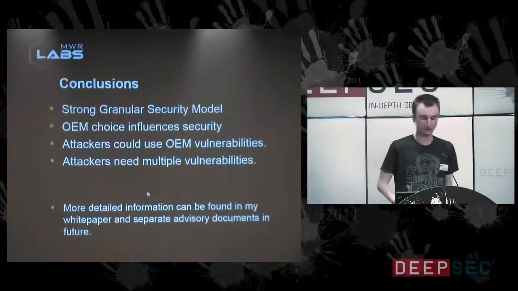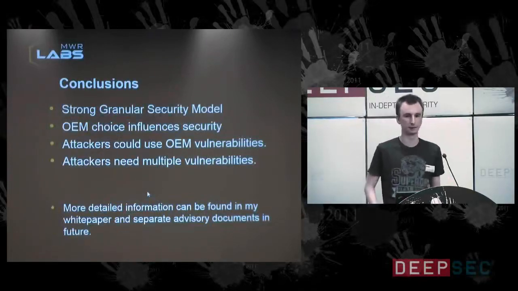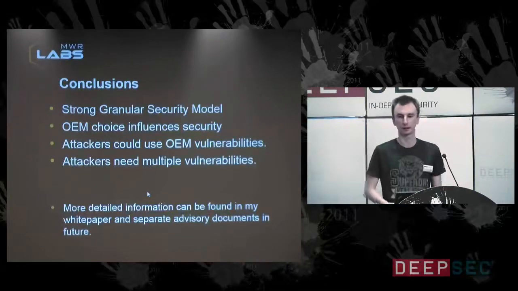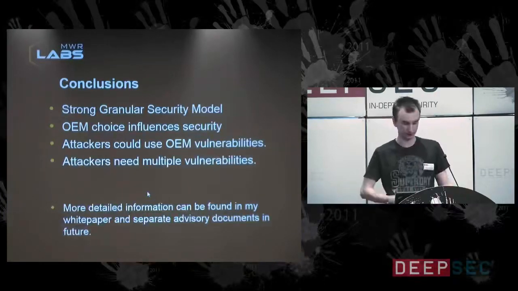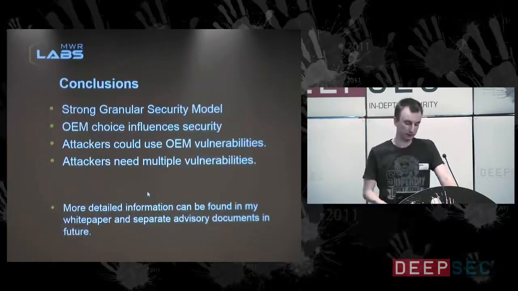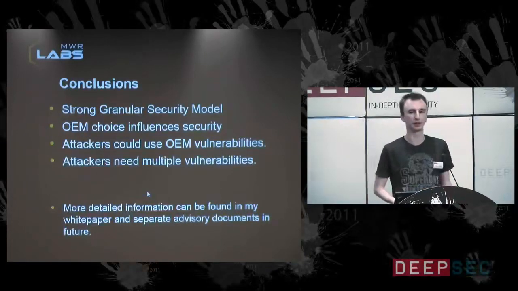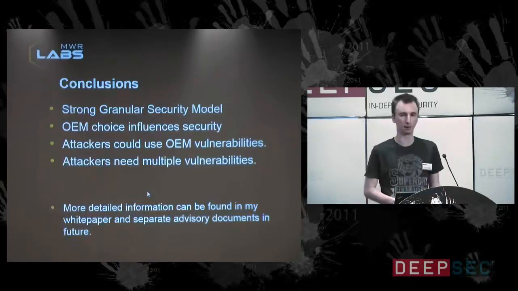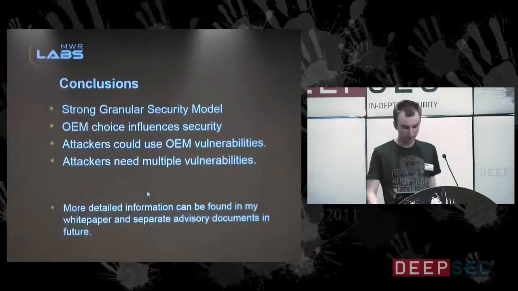My conclusions on this really: it's a strong granular security model. It's clear that a lot of thought has been put into this security model. It requires an attacker to go through multiple different stages before they can exploit the platform. It also shows that an attacker needs multiple vulnerabilities and exploit mitigation bypasses to attack the platform. It shows that an attacker can use OEM vulnerabilities. If they specifically want to target a handset, they can go for the lowest hanging fruit. They don't need to go for Microsoft's code base. They can go for OEM's code if it's of a lesser code quality standard. That's it.